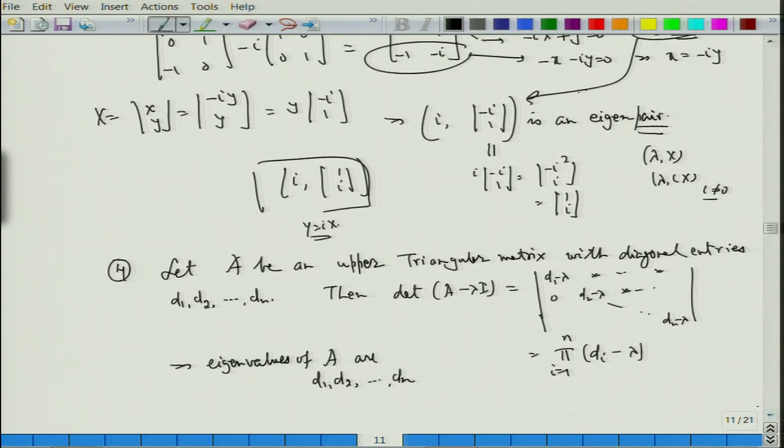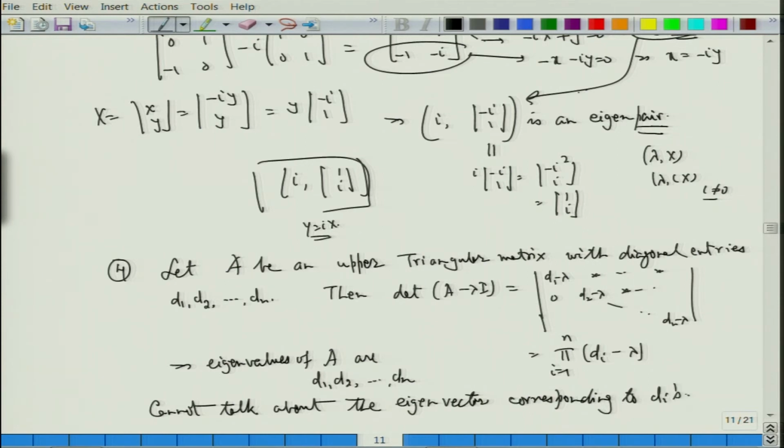At this stage I cannot talk about the eigenvectors corresponding to the di's. Why can I not talk? Because I don't know how many of them are repeated, how many of them are not repeated, and how they behave. You do not have any information, so you cannot make any statements, all right.